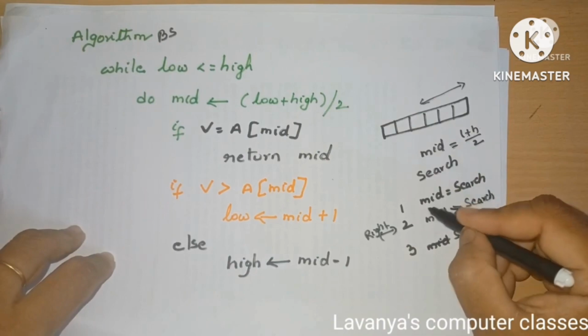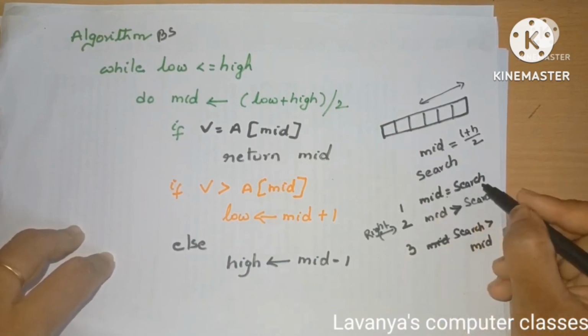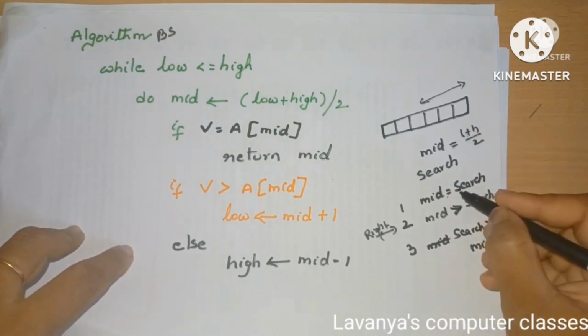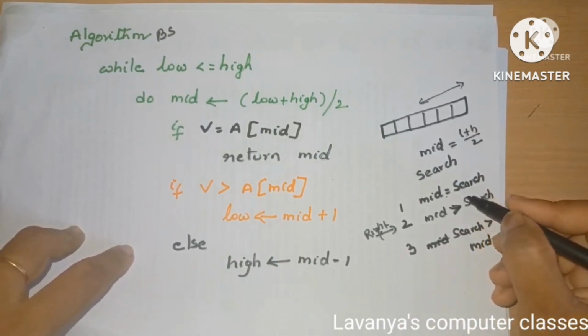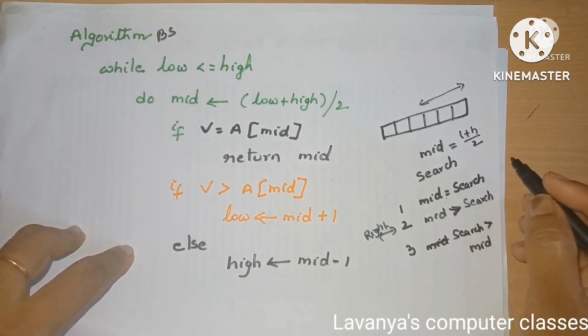We require three points. The first point: if the middle element and the search element are both the same, then it is a successful search and the element is found at the middle position. Then stop your procedure.